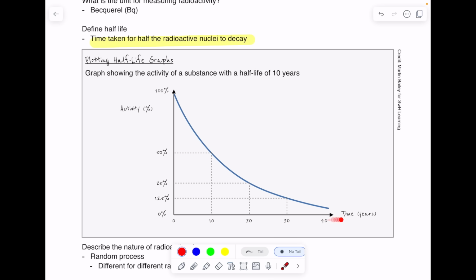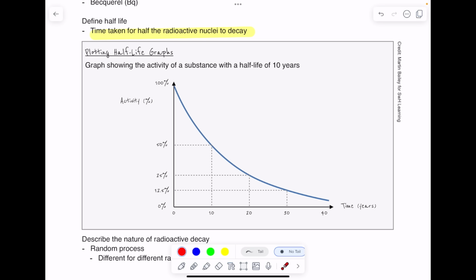If you look on your x-axis, that's time, so at the start, that's when you've got your largest sample of radioactive nuclei, and then obviously as those nuclei start to decay, the activity of the sample decreases quickly at the start and then it slows down and reaches this asymptote here. If they ask us for the time for the half-life of this particular sample, you just read across at 50%, read down on the x-axis, and you can see that the half-life for this sample is 10 years. It took 10 years for half the radioactive nuclei to decay.